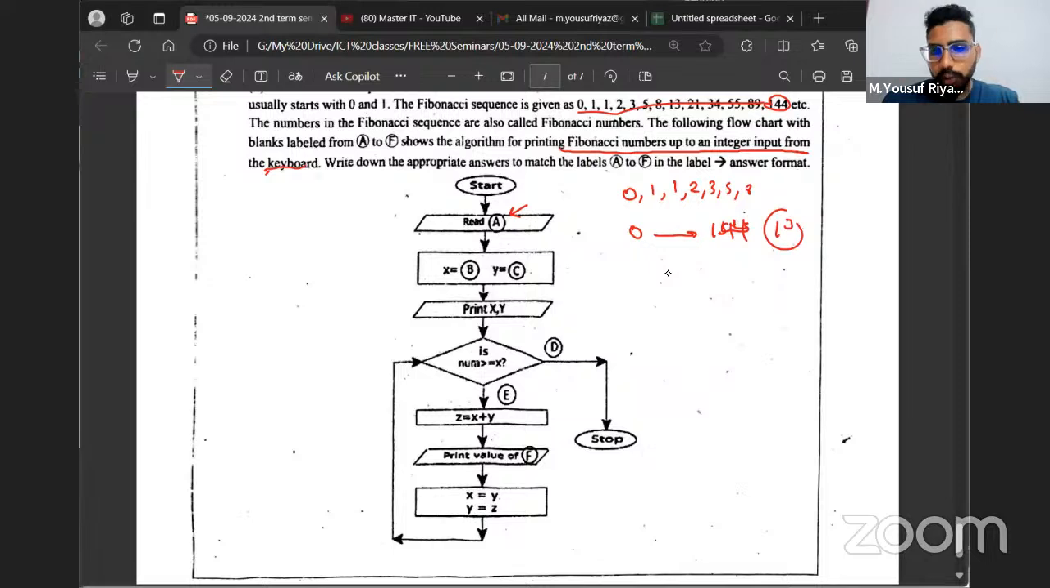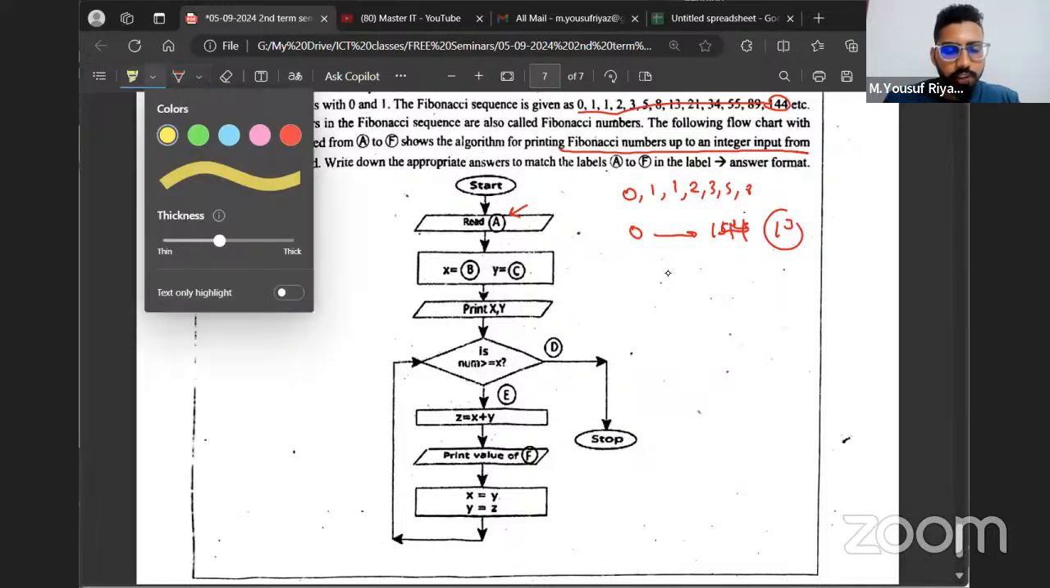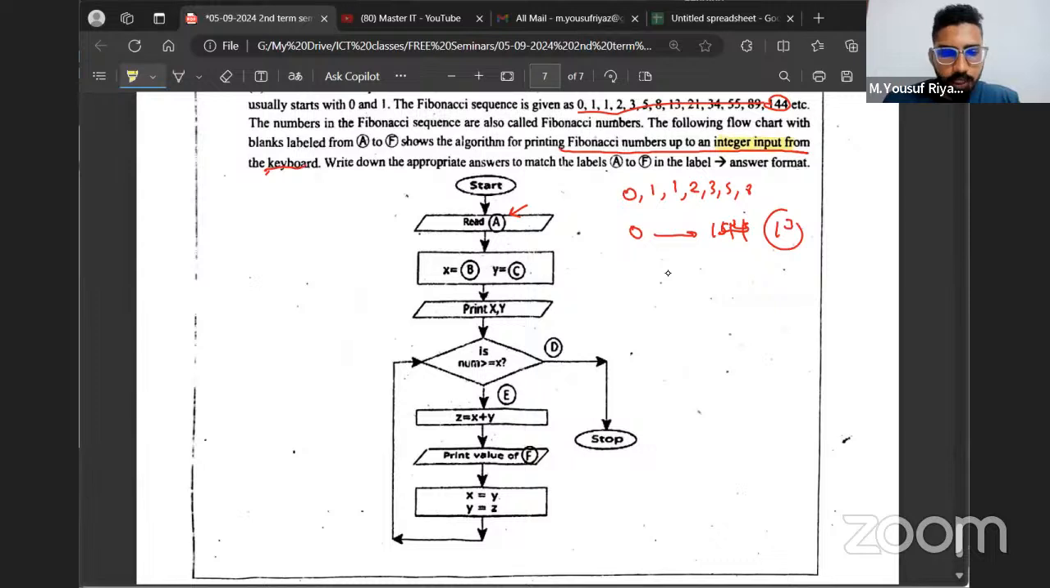Okay, up to an integer. So they're saying up to an integer input, which means we are going to ask the user how many Fibonacci numbers he wants. So A is going to be num here.